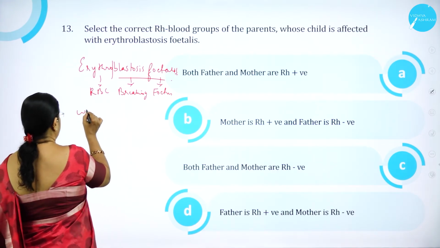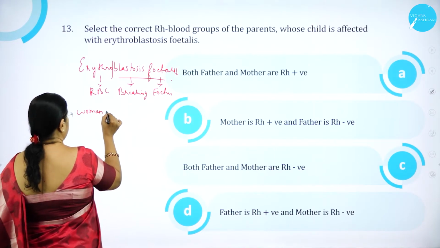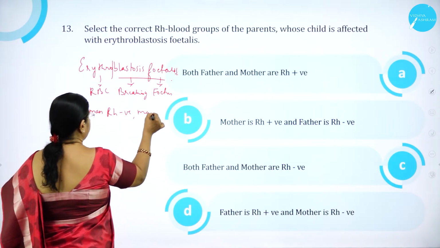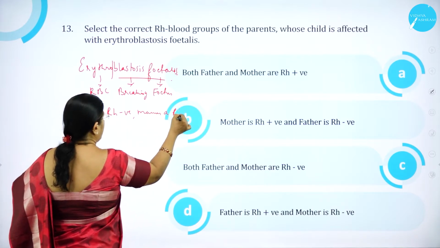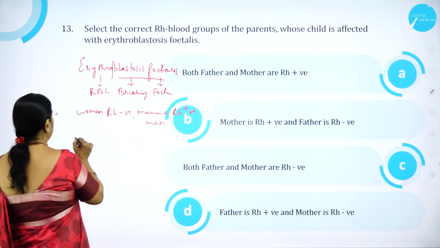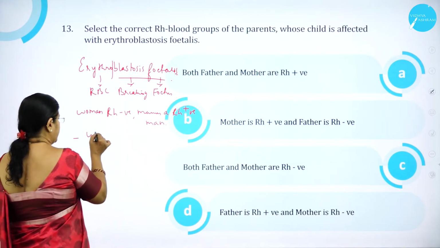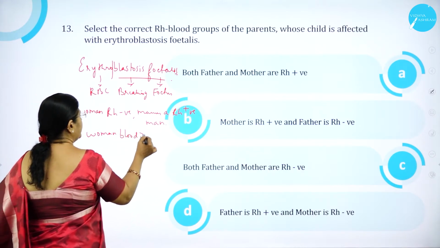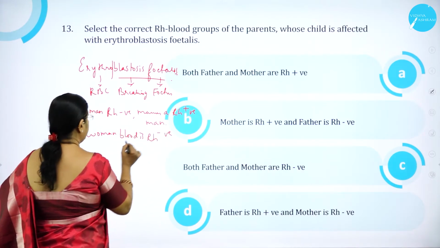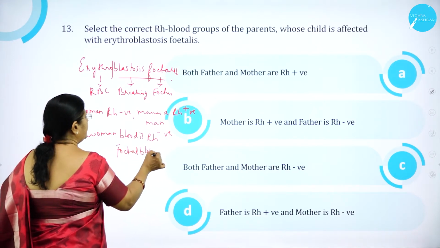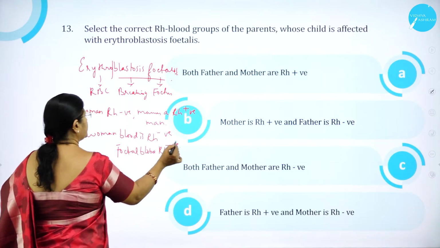So this is usually seen in the fetus which is developing in a mother's womb, where a woman is RH negative, marries a RH positive man. So the woman's blood is RH negative and the fetal blood is RH positive.